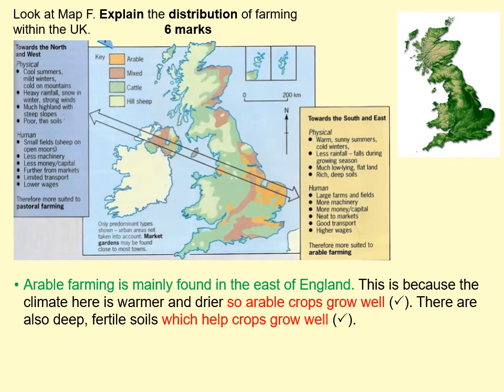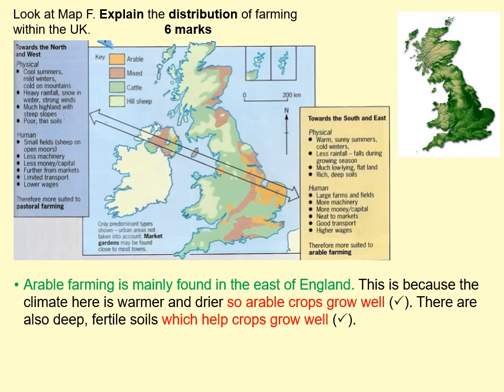So the point that I have highlighted in green is our describe point. We have to give it to give context to our answer and to set up our explanation, but we will not get a mark for it. My explanation here, so this is because the climate here is warmer and drier. That isn't always going to get us a mark because we've not explained why a warmer and a drier climate is good for arable farming. We get the mark where we say so. And here I've said, so arable crops grow well. So the red bit that I've highlighted are the words that are going to get us the mark.